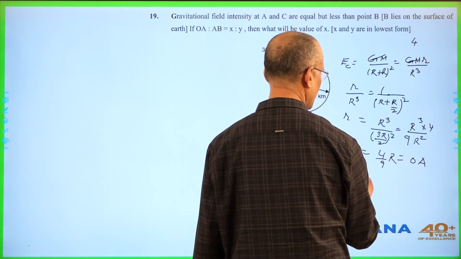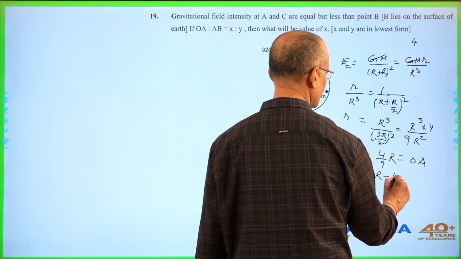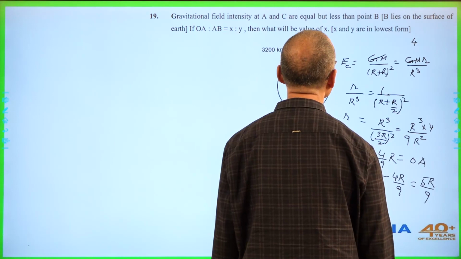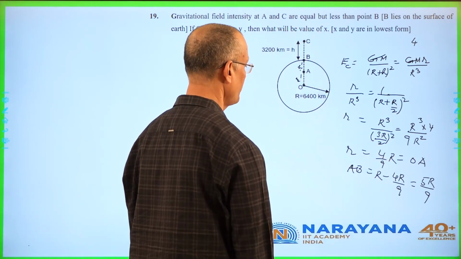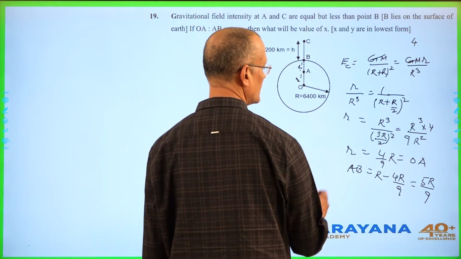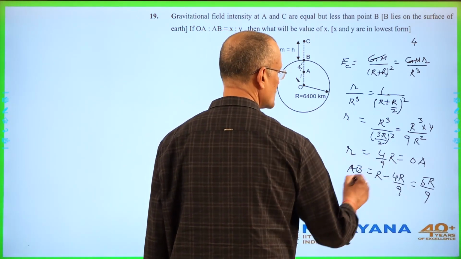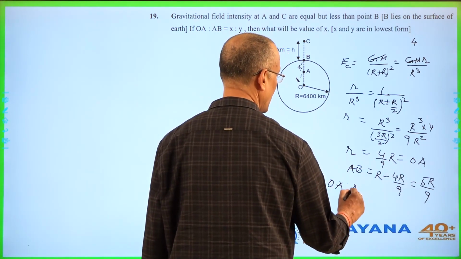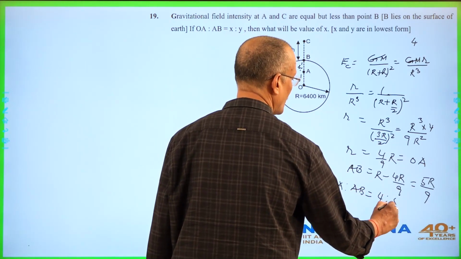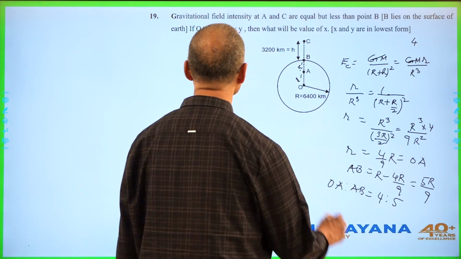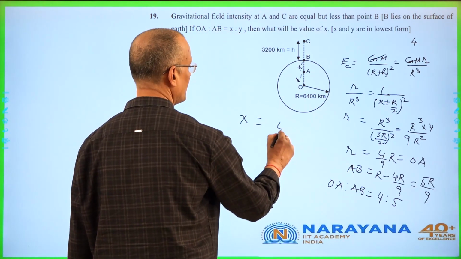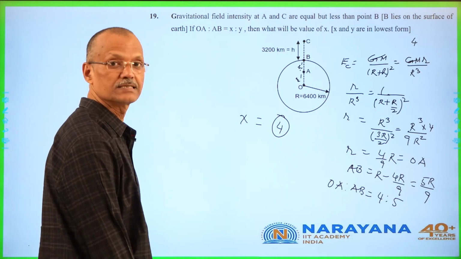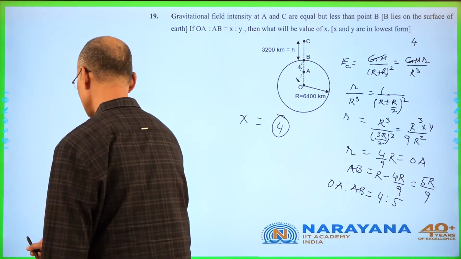You want AB. AB will become R minus 4R by 9. This will become 5R by 9. They are asking you OA is to AB. The OA is 4R by 9, AB is 5R by 9. This will become 4 is to 5. They are asking you the value of X. So X will become 4. Your answer will be 4 for this. This is number 19. Moving to next question.